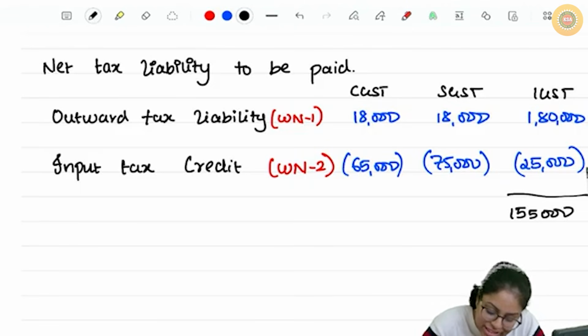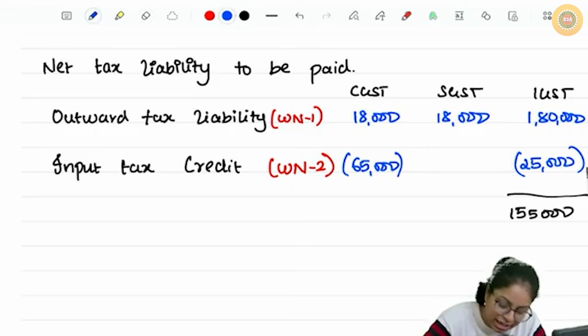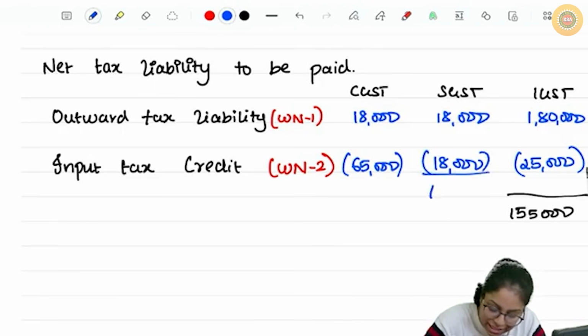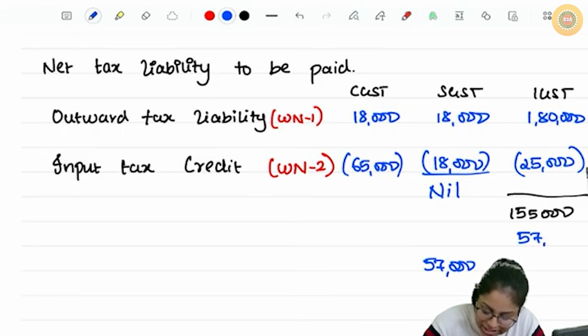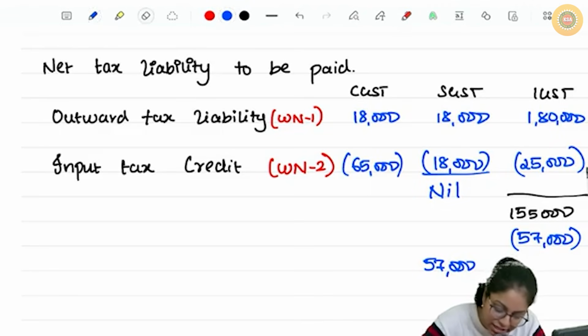If you see SGST, 18,000 is the only outward tax liability. How much ITC do you have? 75,000. So 18,000, I will completely exhaust it. So 75,000 minus 18,000, you are getting 57,000. So I have utilized the entire 18,000, so my payable is nil. And I have excess how much? 57,000. Can I use that 57,000 here? The answer is yes, I can use the 57,000. So I have utilized the entire excess, so nothing is left to carry forward in SGST.